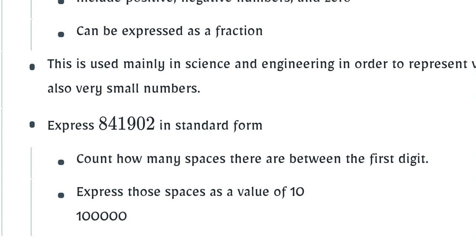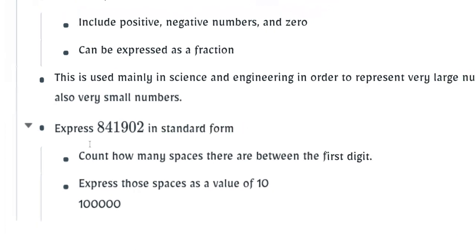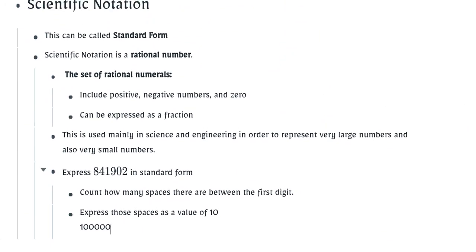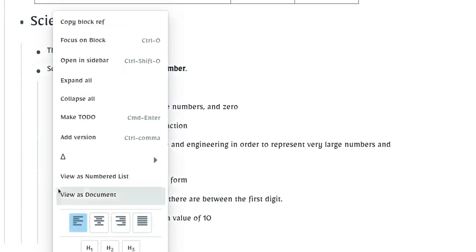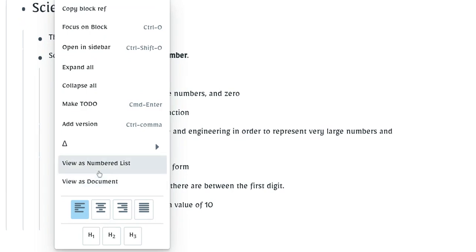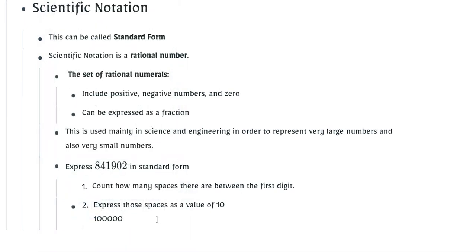All right. Next. Sir, can you scroll up, sir? Let me scroll. There you go. All right. Now this is step 1 and step 2. Let me label it. View as a numbered list. There we go. Okay. Now after you express it as a value of 10, the next step is to use the law of indices to put that value as a power of 10.